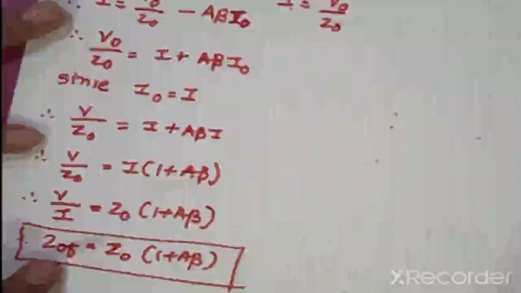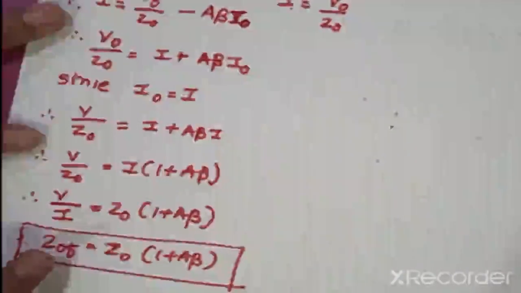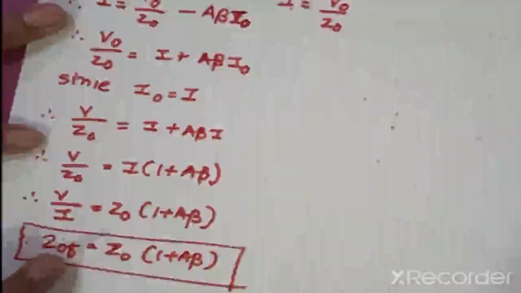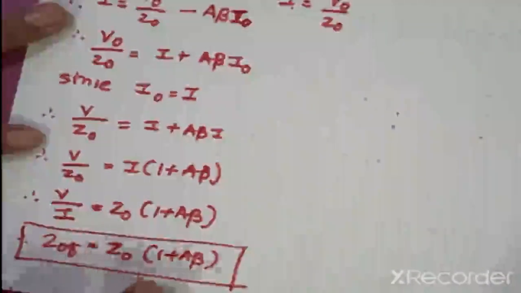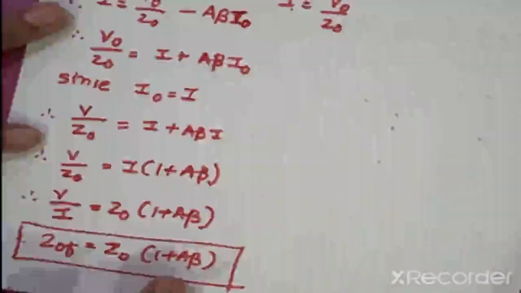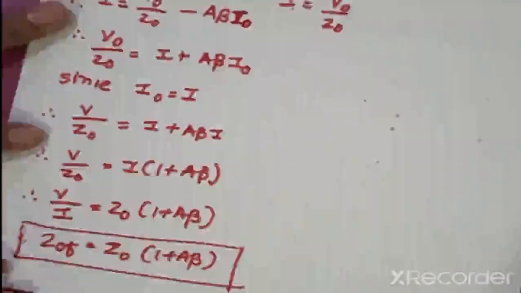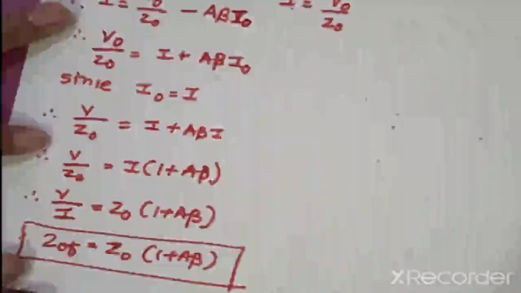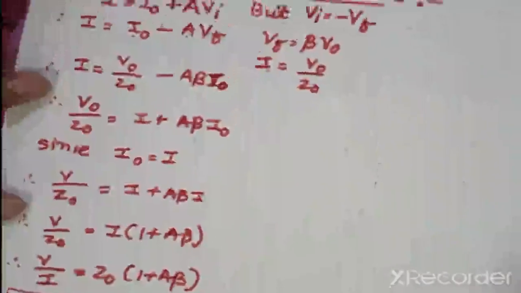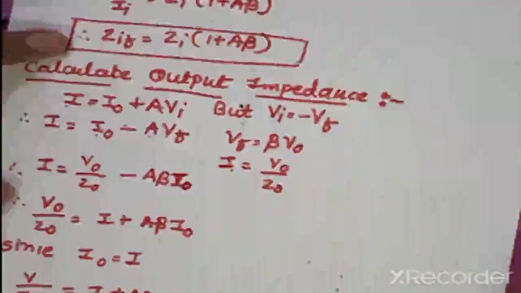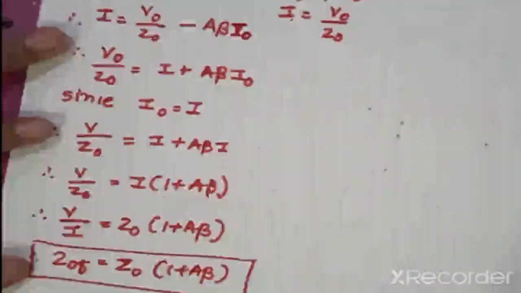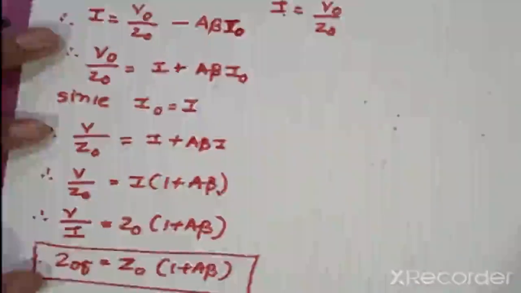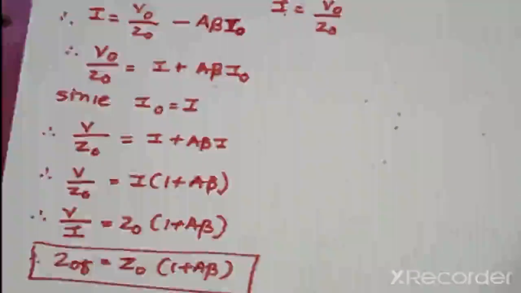From this equation we can say that in a current series feedback circuit the output impedance of an amplifier increases by a factor of 1 plus A beta. So in the case of the current series feedback amplifier circuit, both our input impedance and our output impedance increase by a factor of 1 plus A beta. So this is all about the current series feedback amplifier circuit.